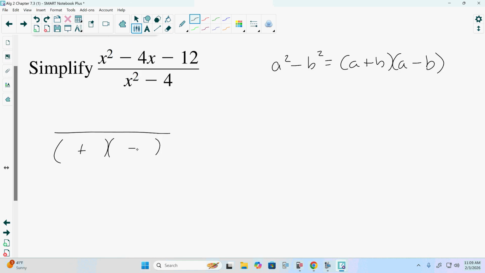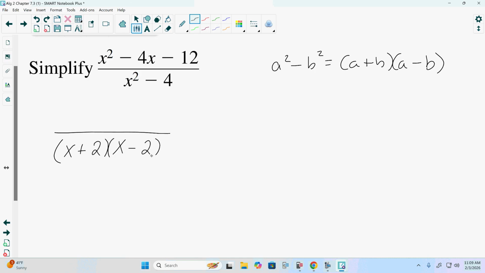Because what times itself is x squared? X, so we have x and x. What times itself is 4? 2. So x squared minus 4 is going to factor to x plus 2 times x minus 2.